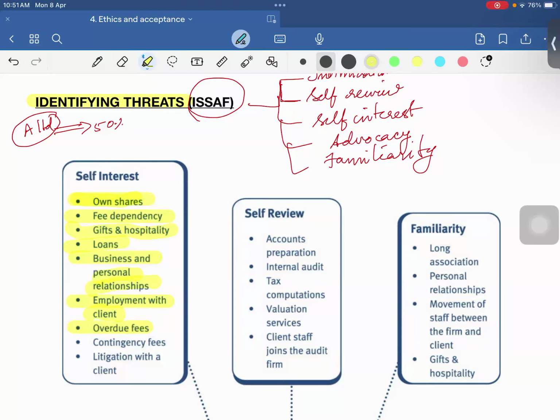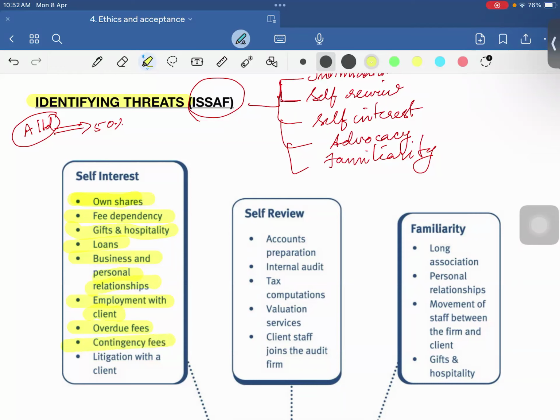Next is overdue fees. Suppose you have a client, all right, and that particular client owes you some money. That means over the years they haven't actually and fully paid their fee to you. Clear? So in that case, you might fear that this particular client is going to not pay your fees again. That means it's going to be bad debt. So in the fear of that happening, you might compromise your objectivity and not look into the FS properly.